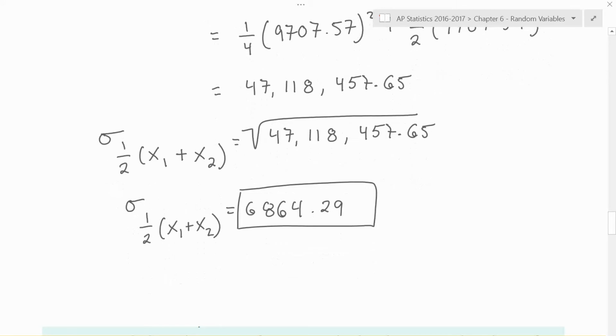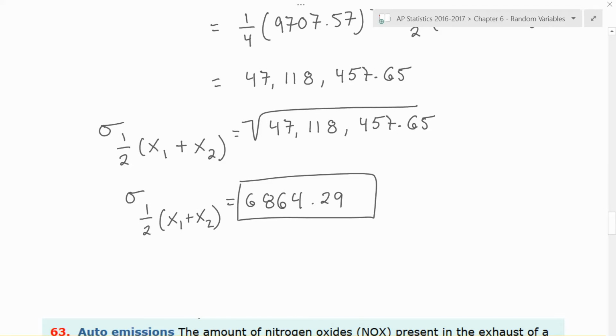So in other words, we could say that if we define this new variable W as the average of two policies, then the average of two policies is going to vary less from one average of two policies to another average of two policies than a single policy will vary from any other single policy. That's how we interpret this new standard deviation.